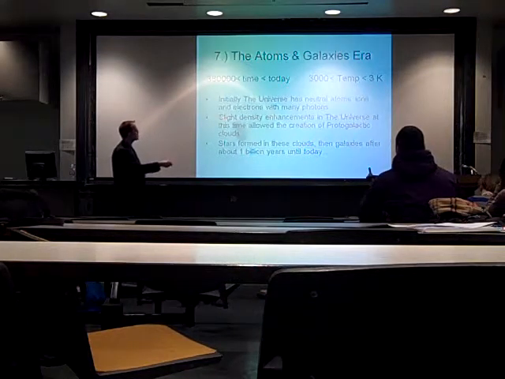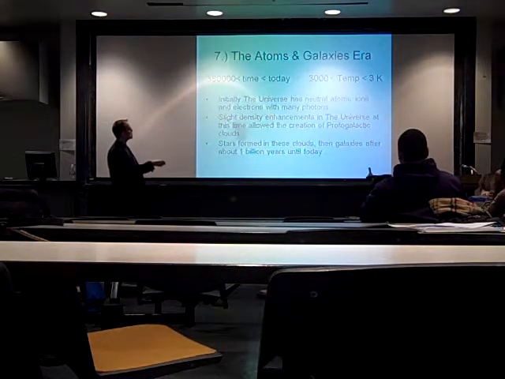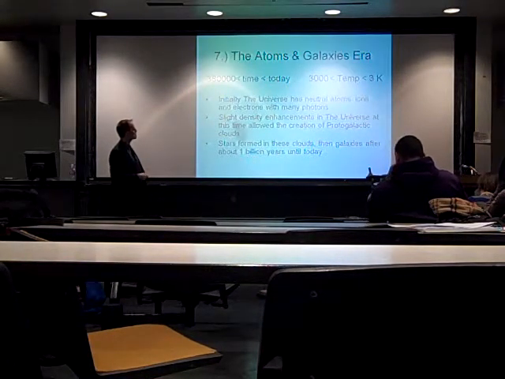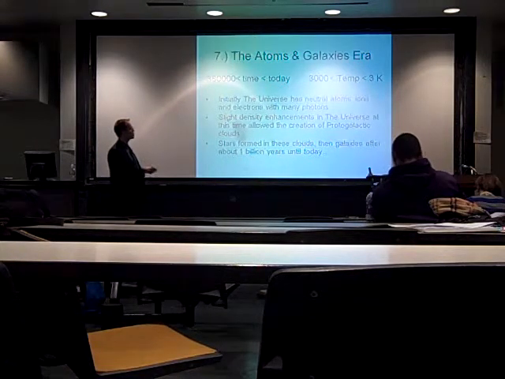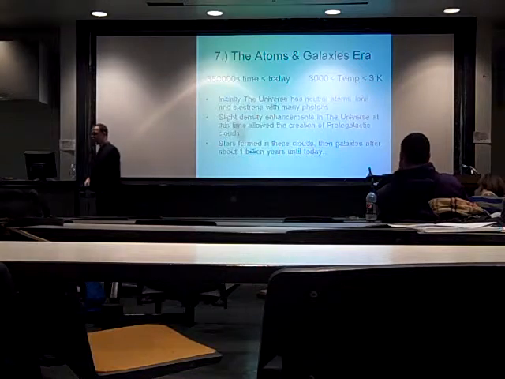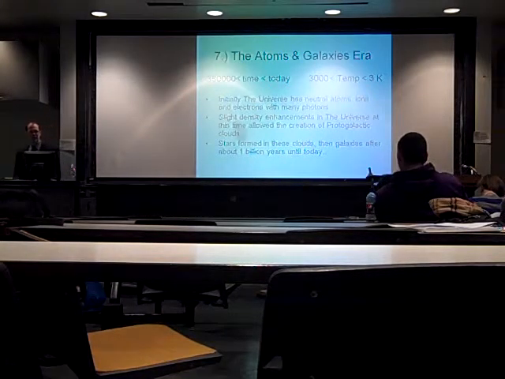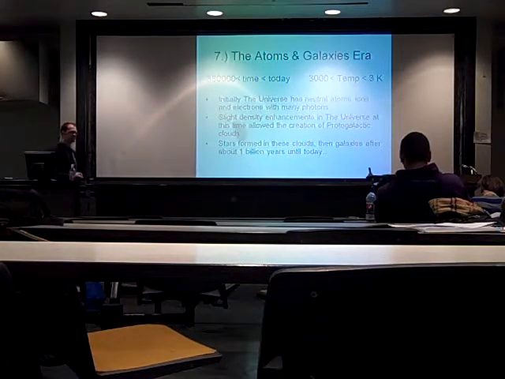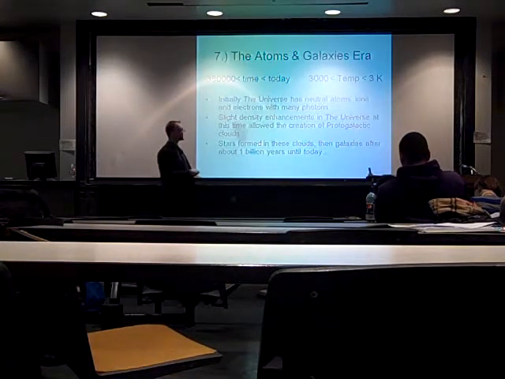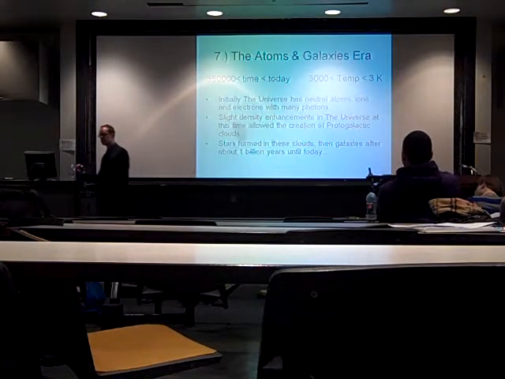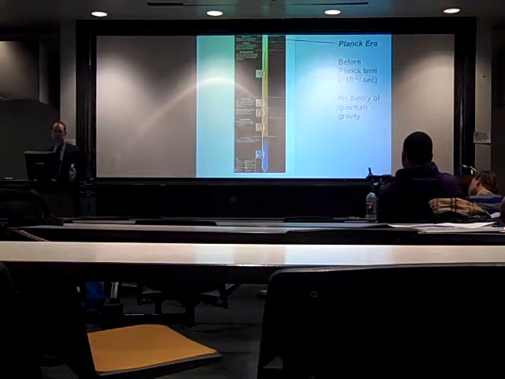So, initially, the universe will have neutral atoms, ions, and electrons with a lot of photons around. We'll have some density enhancements in the universe, allowing the creation of what we call protogalactic clouds. Stars will form in these clouds. Galaxies will form, etc., etc. After about 1 billion years, all that sort of stuff will happen until today.